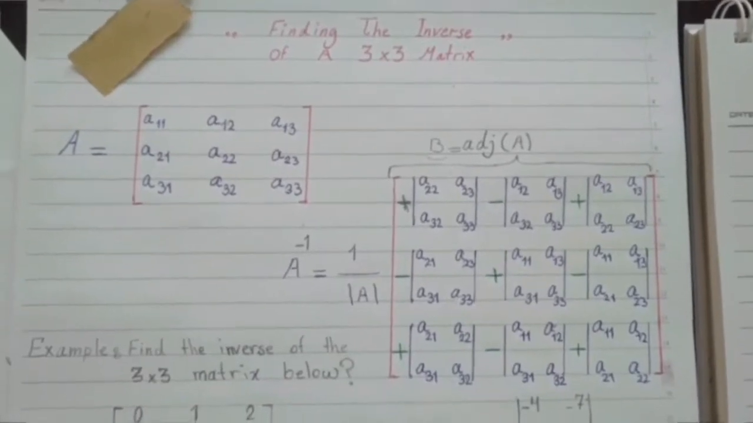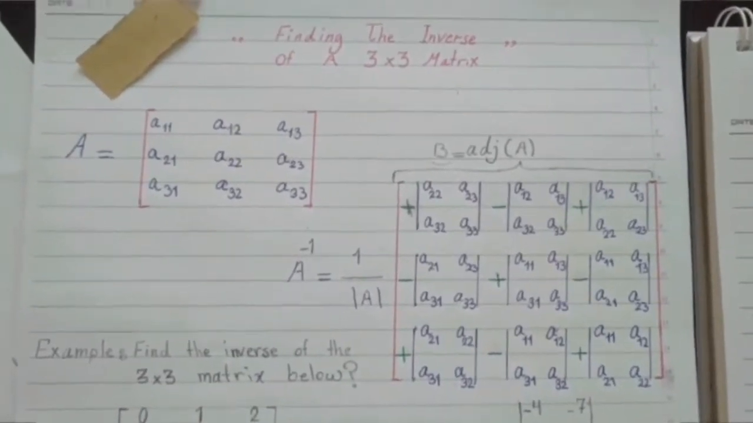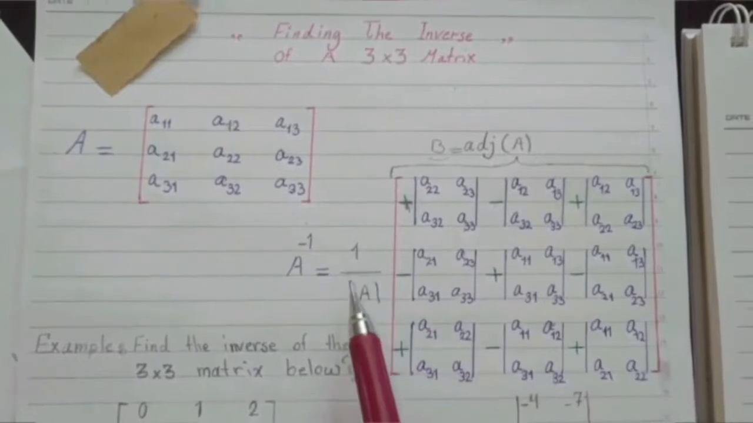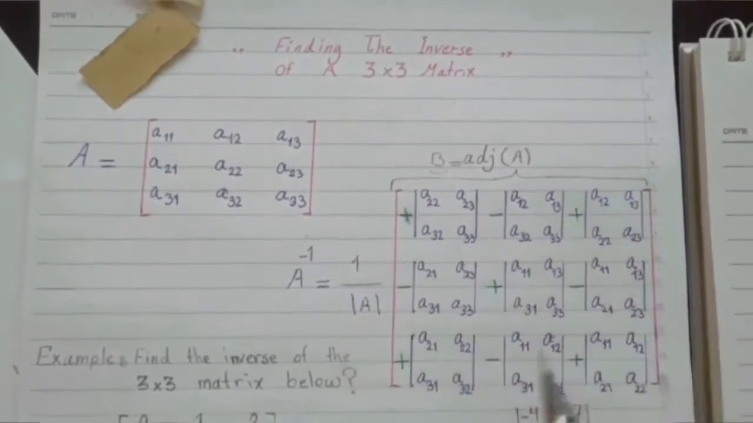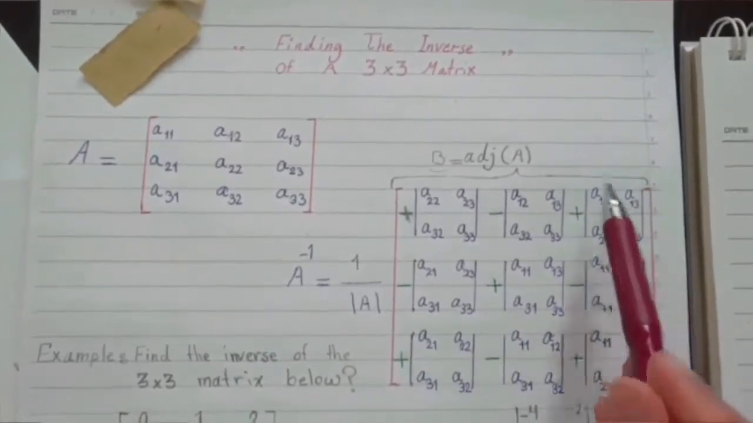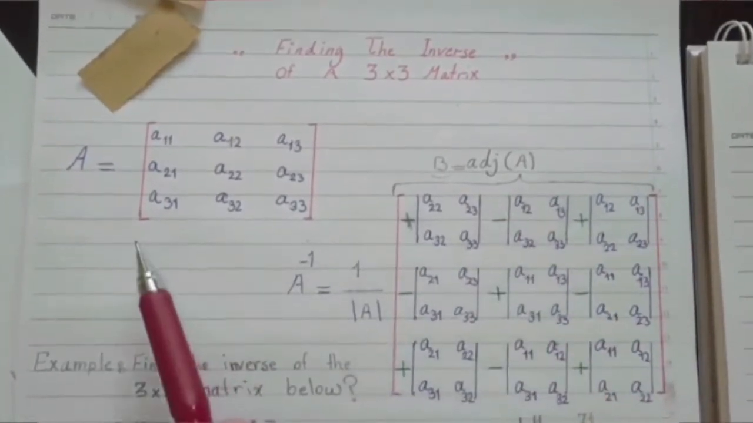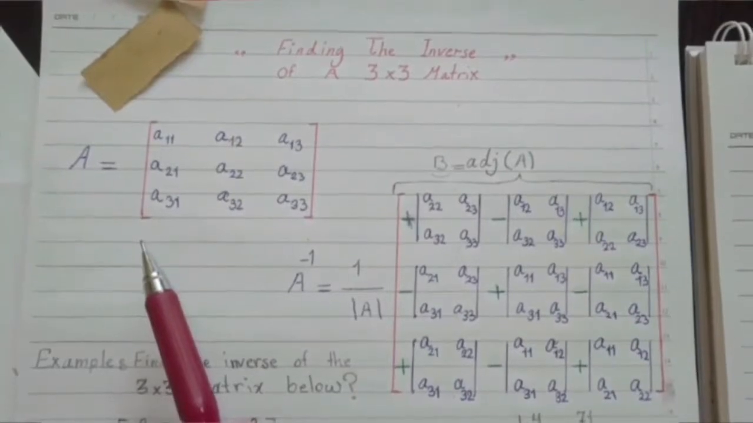There is a formula for finding the inverse of a 3 by 3 matrix, which is equal to 1 over the determinant of our matrix times another matrix, which is called the adjoint of the matrix in linear algebra.